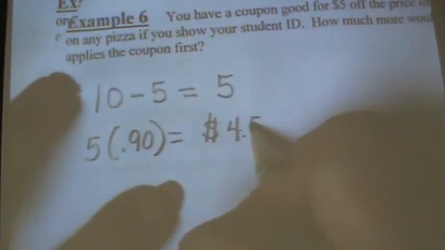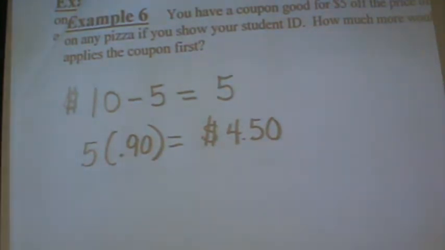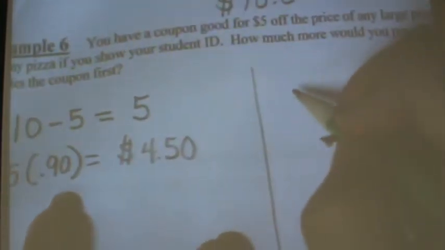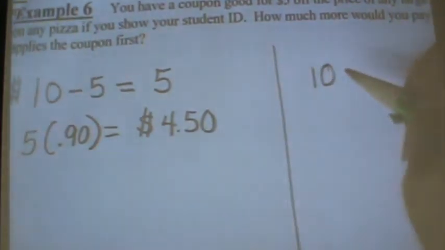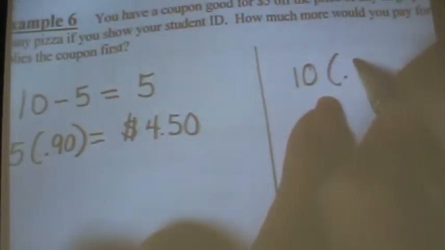That's $4.50. So if you give them the coupon first, and then you get your 10% off what's left, you're going to pay $4.50. Let's look at the other way, to see if you save more money this way. Now, if you gave them your ID first, what is 90%? Because you're saving 10%, that's $9.